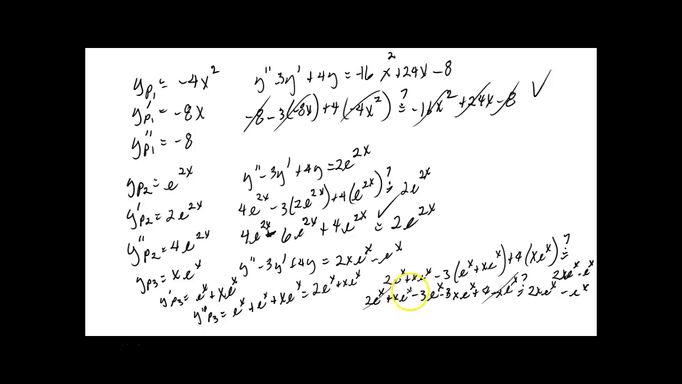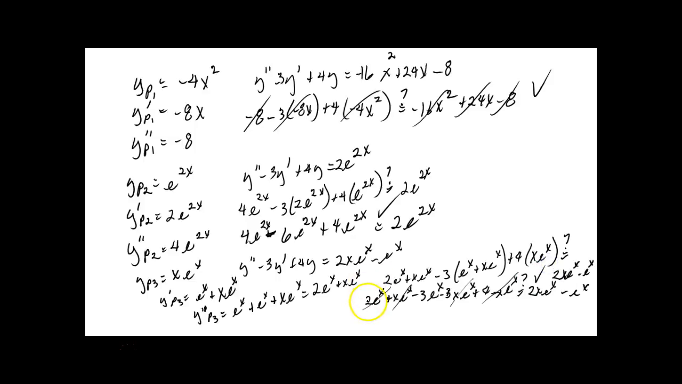Oops. Sorry about that. Let's start over. There's a x e to the x minus 3x e to the x plus 4. So x e to the x plus 4 would be 5x e to the x, minus 3 would be 2x e to the x. That part's okay.